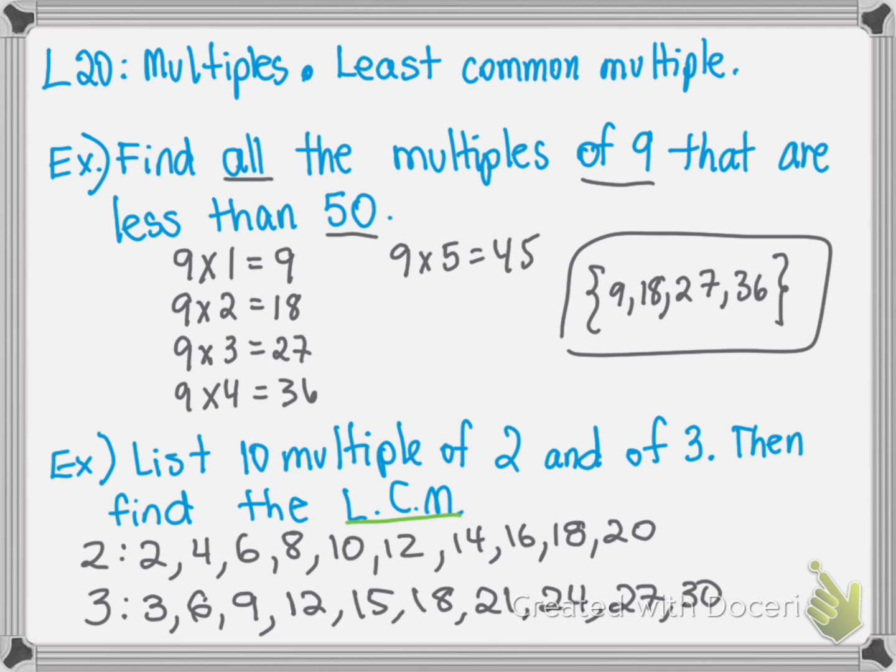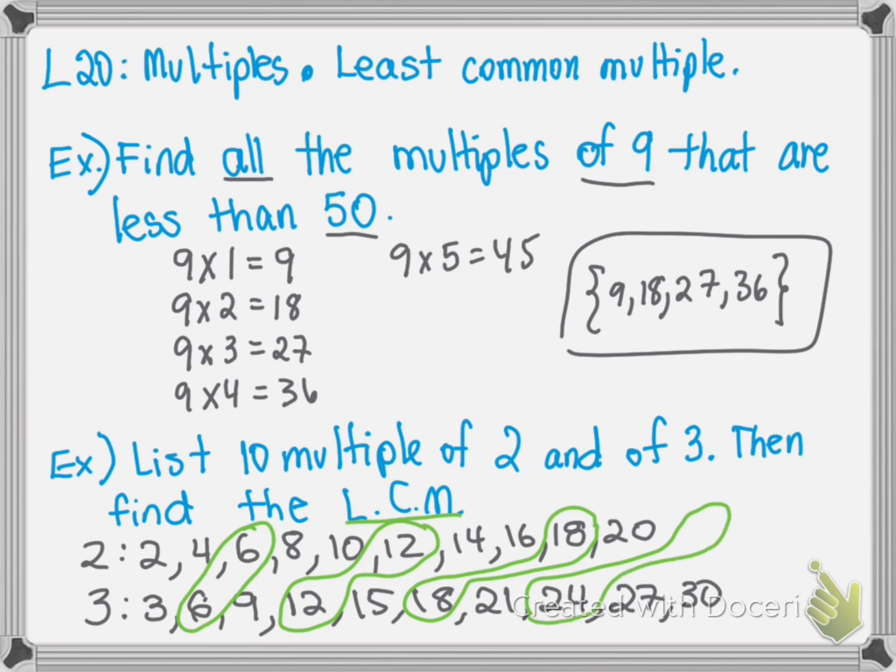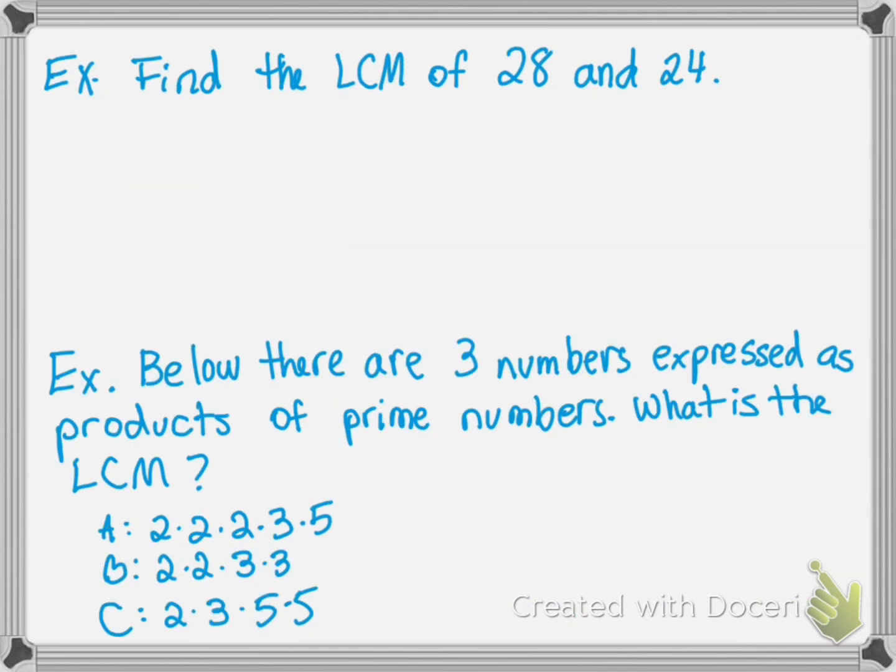So let's look at this. We have 6 is a common multiple. We have 12 is a common multiple. We also have 18, it's a common multiple. And even 24, if we were to continue, 24 is a common multiple. But the point is that they're asking for the least common multiple, the smallest. So in this case, the least common multiple is 6 because it's the smallest of the multiples that are common between 2 and 3.